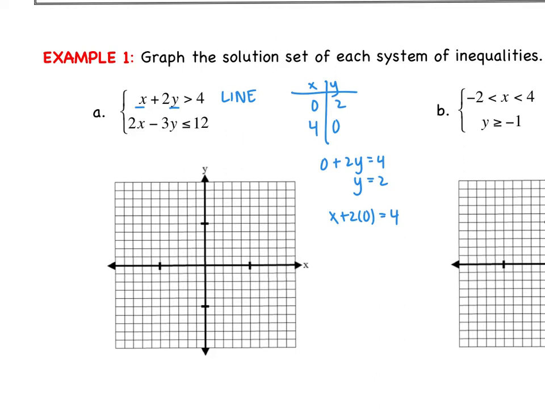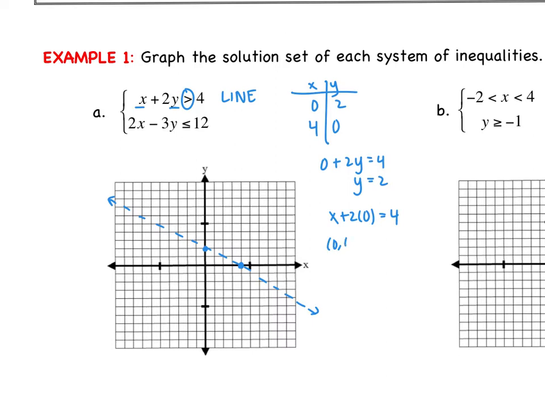Okay, so then the first point is 0, 2. The second point is 4, 0. Because our inequality does not have an equal sign, this is going to be a dashed line. So we're going to have a dashed line. And we're going to figure out our shading.